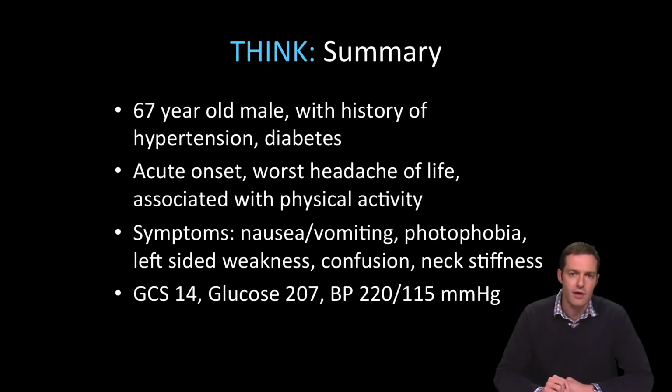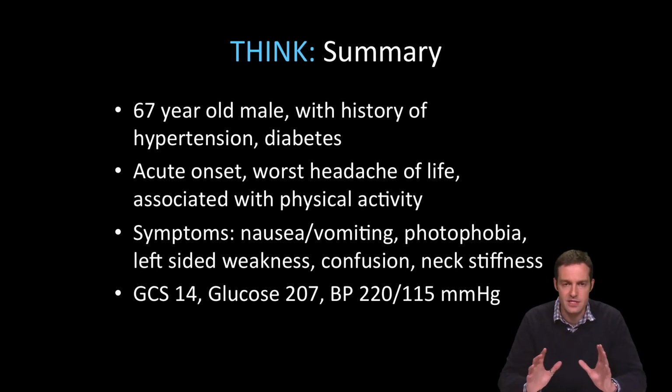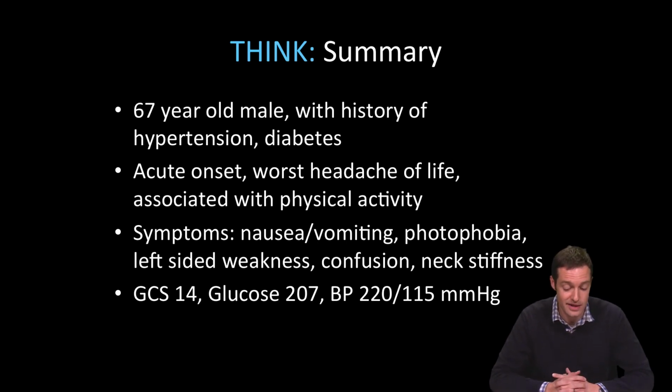So we've come to the end of our targeted history and physical examination, and I just want to take a moment at this time to summarize the case before we go into our differential. We have a 67-year-old male, history of hypertension and diabetes, acute onset, worst headache of life associated with physical activity, and so far we have symptoms that include nausea, vomiting, photophobia. We've noticed left-sided weakness, altered mental status, confusion, and neck stiffness. We're going to note that the patient did have positive Kernig and Brudzinski signs, and the patient has nuchal rigidity. Again, the patient has GCS of 14, glucose of 207, and an elevated blood pressure.